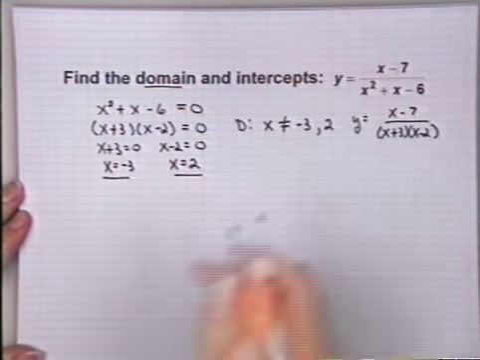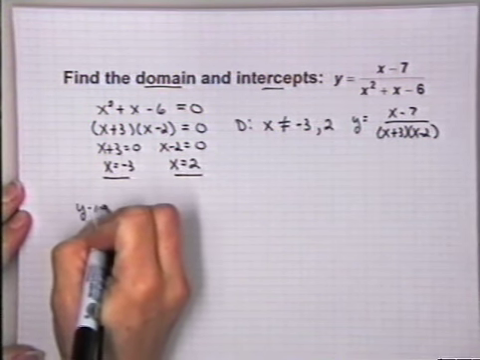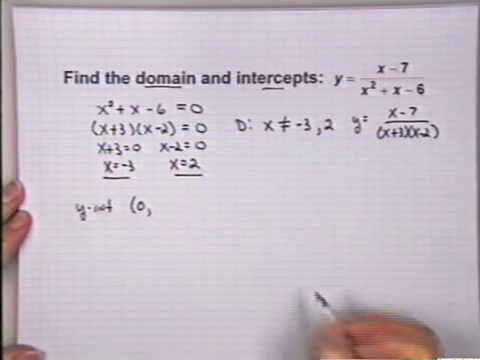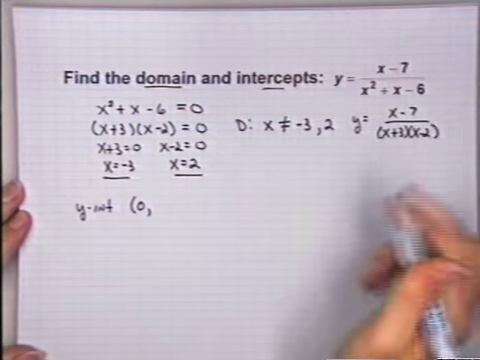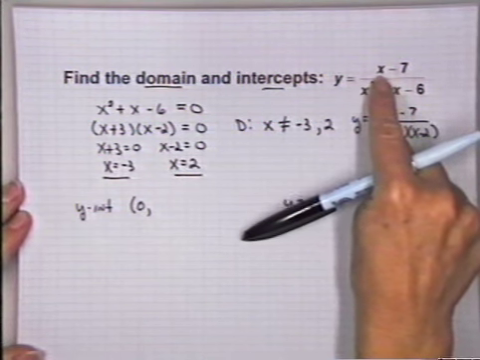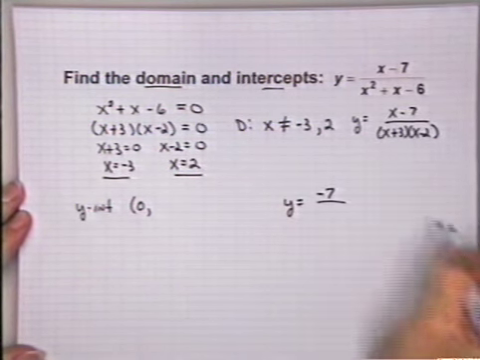Okay? Now, let's get intercepts. Let's go ahead and find the y-intercept first by letting x equal 0. So we're going to choose x to be 0. Well, look at your equation over here. If you let x be 0 in the numerator, 0 subtract 7 is -7, isn't it?